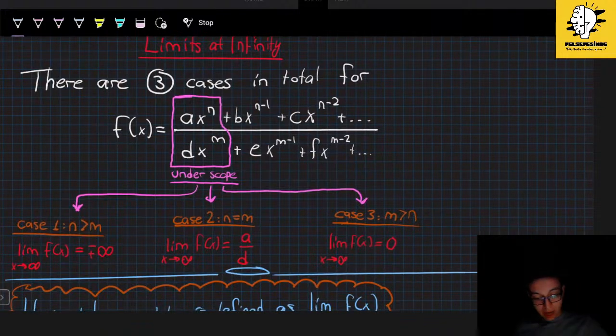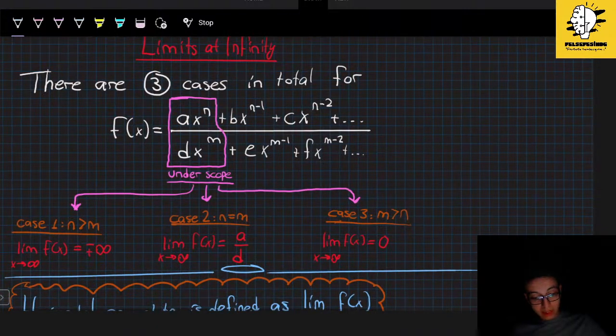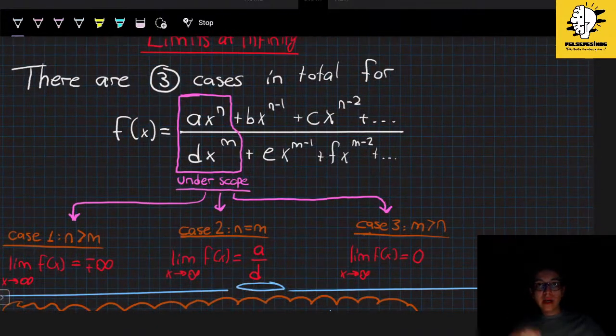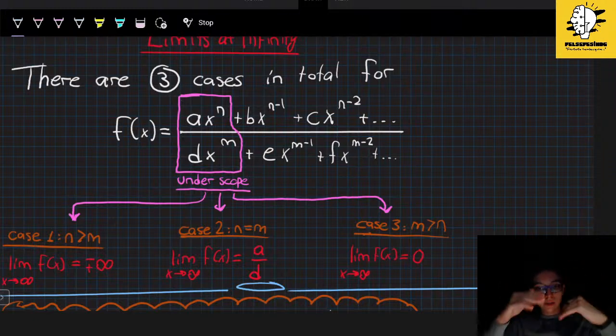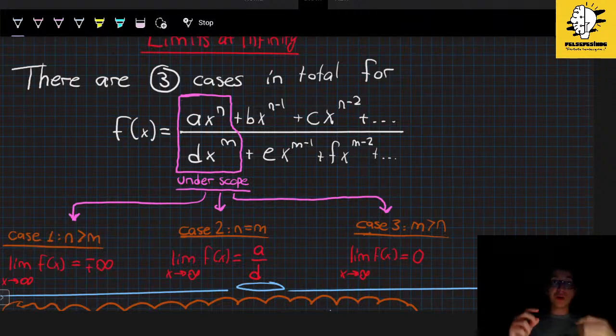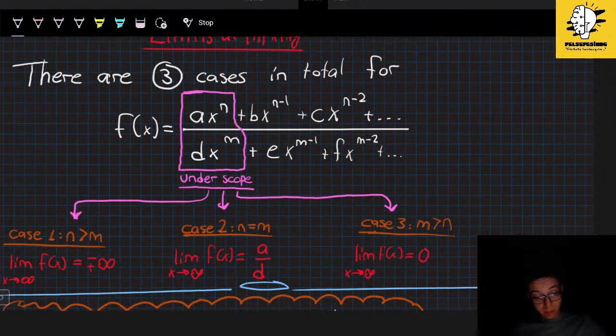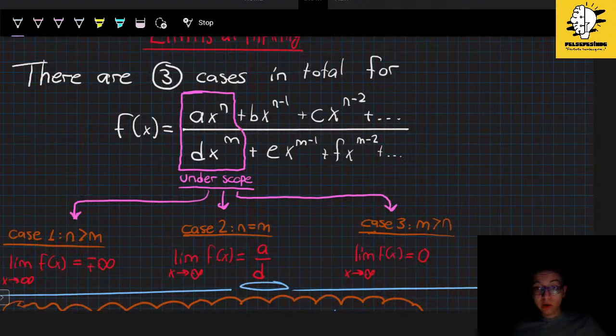The second case: n and m are equal. The highest terms have the same exponent. Then our limit of f(x) will be equal to a over d. Why? Because both numerator and denominator are getting bigger and bigger in the same amount. This means that at infinity, only a and d will matter. That's why we say if n is equal to m, our limit is a over d.